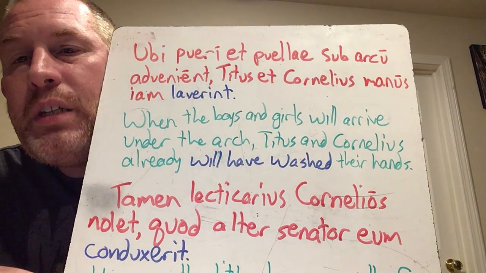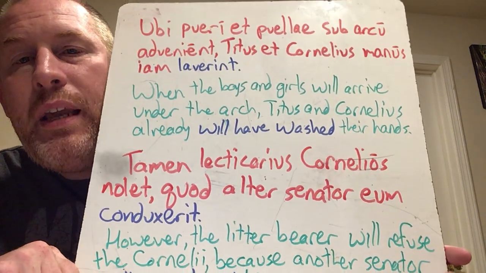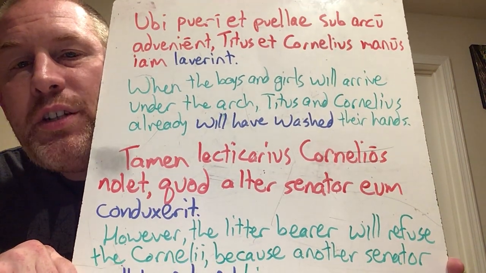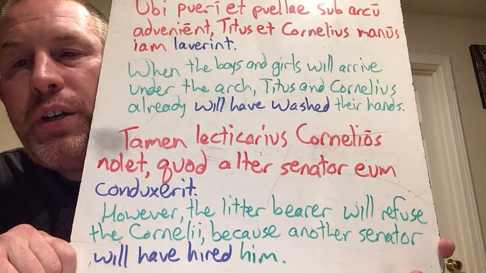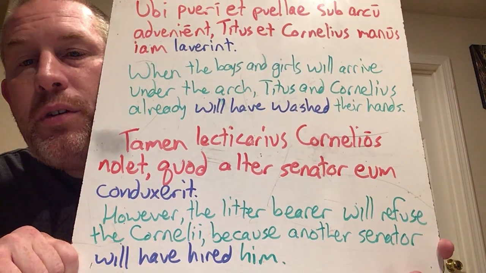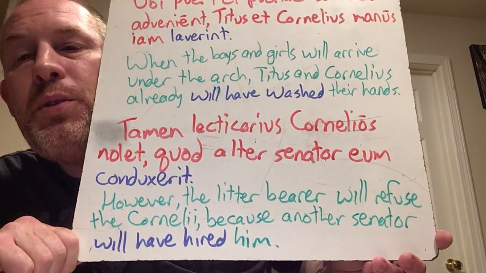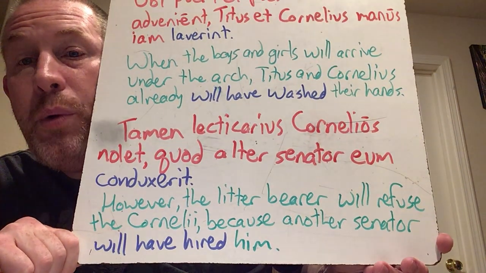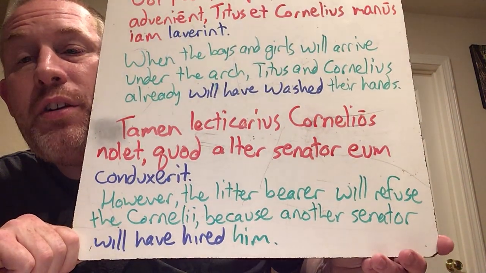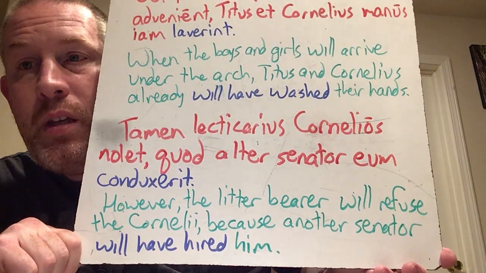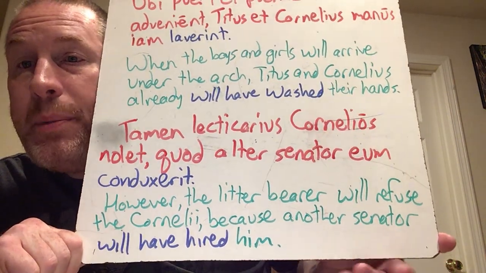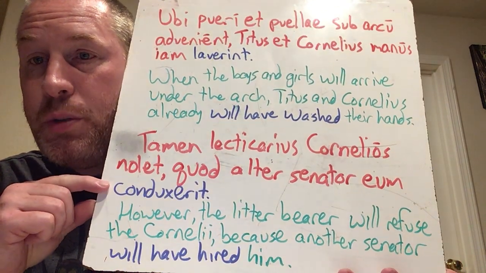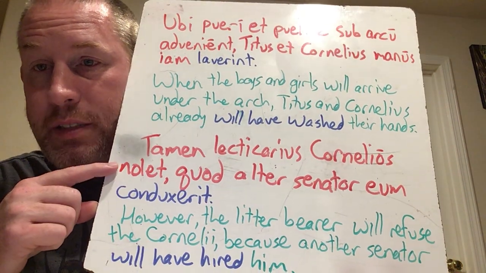And then I give you another example here. Tamen lecticarius Cornelius nolet, quod alter senator eum conduxerit. However, the litter bearer will refuse the Cornelii. Okay, future tense. Hasn't happened yet, will. Because another senator will have hired him. So, which one happens first? Conduxerit. Because this is future perfect and it happens before nolet.